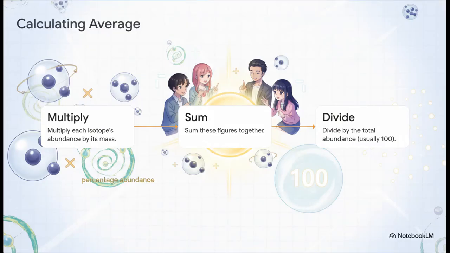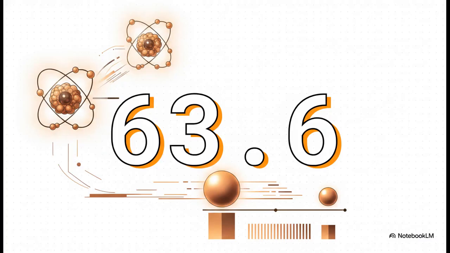Now, instead of memorizing some intimidating formula with a bunch of confusing symbols, you could find the relative atomic mass by just breaking the math down into 3 really logical, super digestible steps. Step 1, take the mass of the first isotope and multiply it by its percentage abundance. Do that for every isotope the element has. Step 2, add all those resulting numbers together. And step 3, just divide by the total abundance. If you're working with percentages, that number is literally always going to be 100. Let's see this in action.